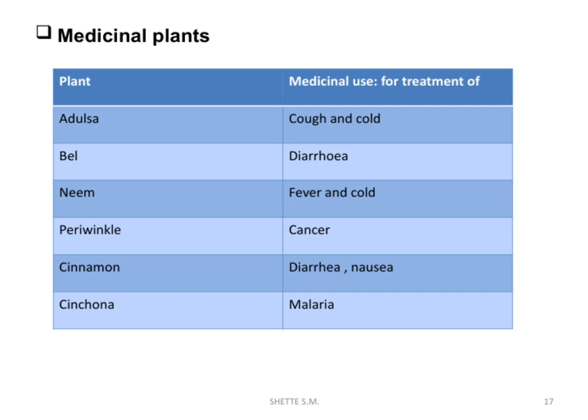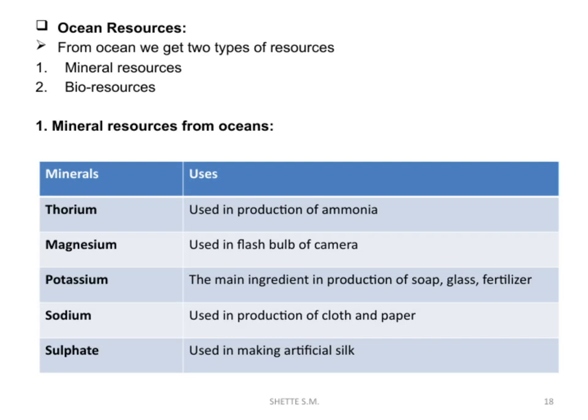Connecting this to our overall theme, these examples highlight how plants are not just part of nature, but are essential resources for health and healing. They demonstrate the immense potential of medicinal plants in improving human health, which underscores the importance of conserving and studying these natural remedies. Now, let's take a look at some important mineral resources we get from the ocean.